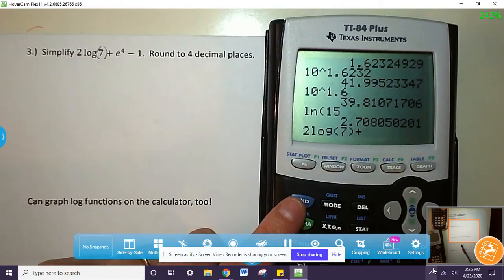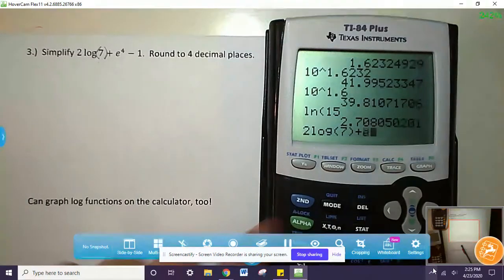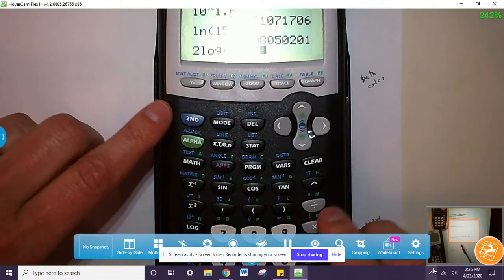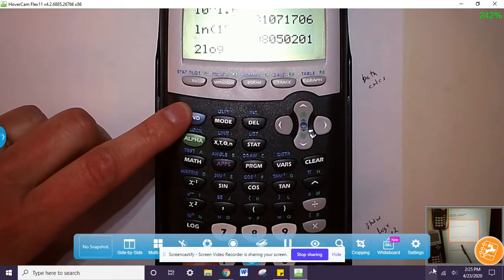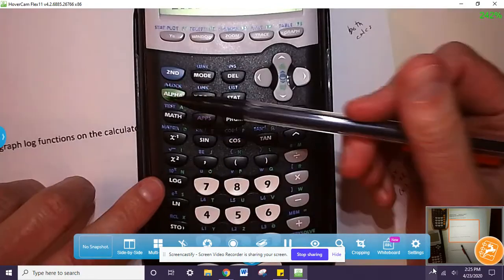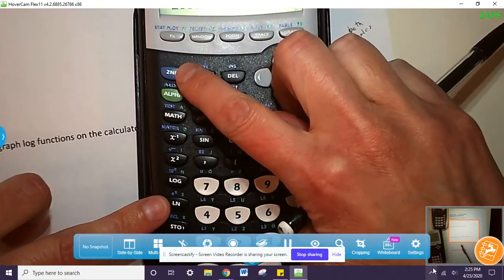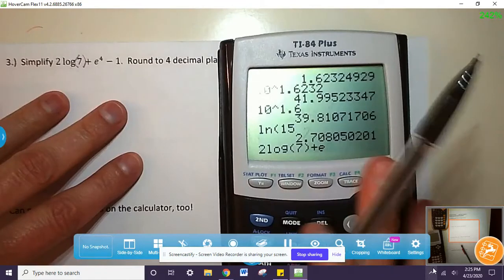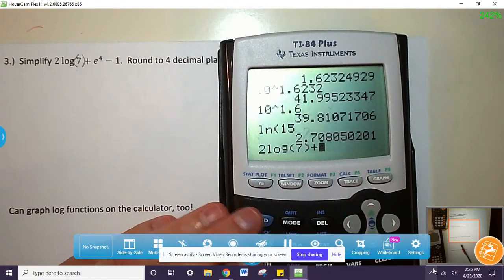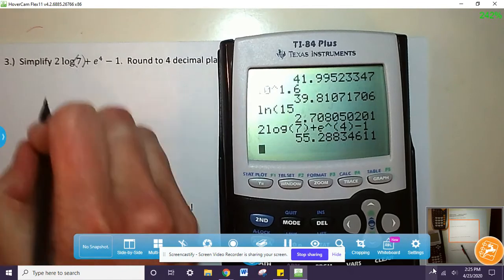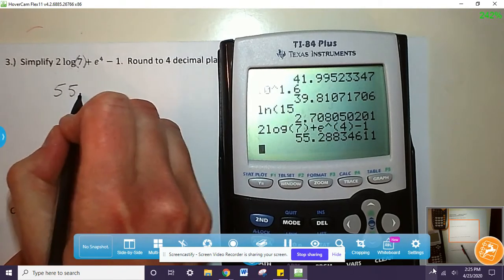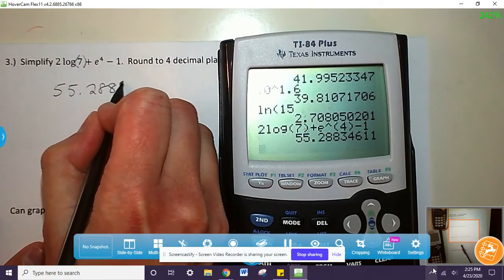For e, you can do second divide. If you forgot where that button was, it's second divide. Or you can do second ln. Here's second and ln, and you'll get your e. I used second divide, but if I were to use second ln, it would set me up with the exponent. I want the 4th power, and then I want to subtract 1. So we have 55.2883 for that.